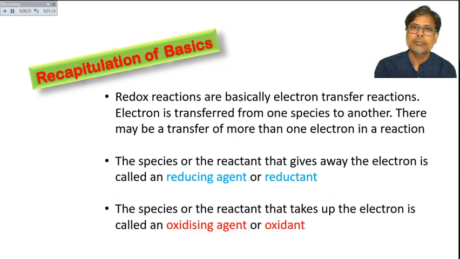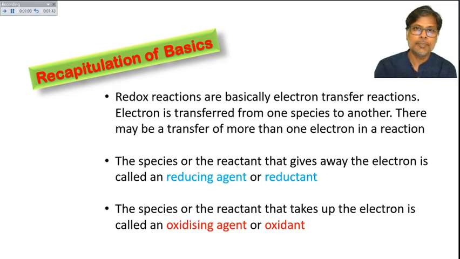Similarly, the reactant that accepts the electrons, or gains the electron during the course of the reaction, is called an oxidizing agent or oxidant. Oxidant, that is the correct way of saying.